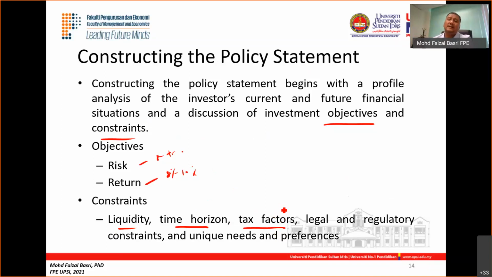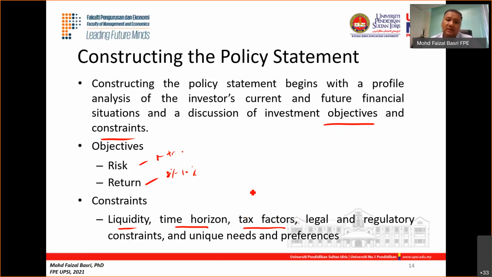Kalau you again ingat tax, Malaysian tax kan very progressive. So the higher your income, the higher your chargeable income, the higher your tax bracket. Okay, the tax bracket. So for certain types of investment akan menyebabkan your income to increase. So when your income increase goes to another bracket, so you have to pay more tax, for example. So this tax factor have to be taken into account juga.